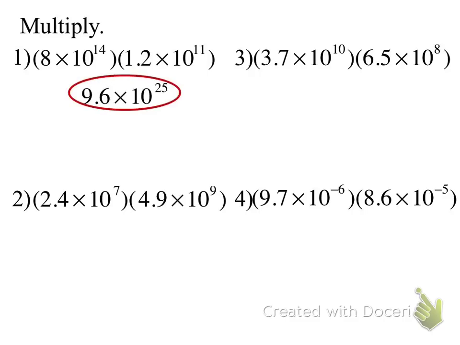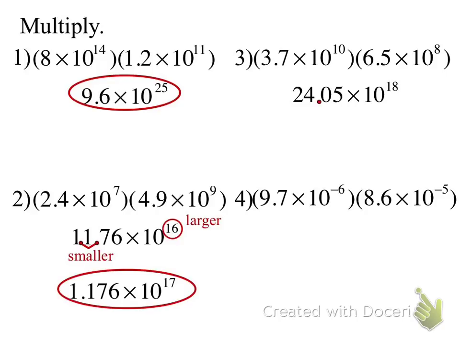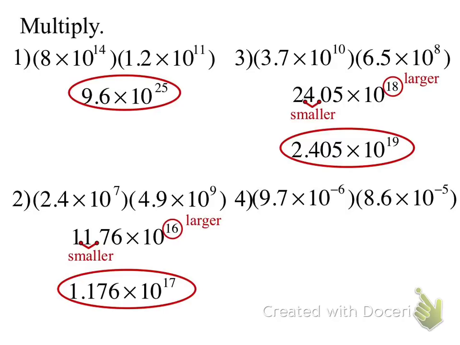Okay, now check your work. 11.76 times 10 to the 16th is not in scientific notation, so I have to move it over, make it smaller by 1, and make this bigger by 1. So it would be 1.176 times 10 to the 17th. Okay, the next one, making it 2.405 times 10 to the 19th.